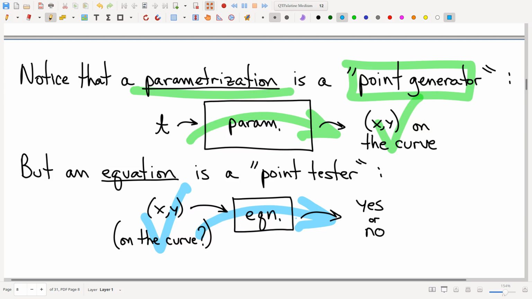So I think it's really important to keep this in mind. Yes, they're both algebra. Yes, they both describe a curve. But they do so in these really different ways. Does that make sense to everybody?